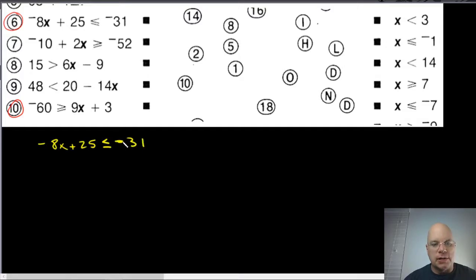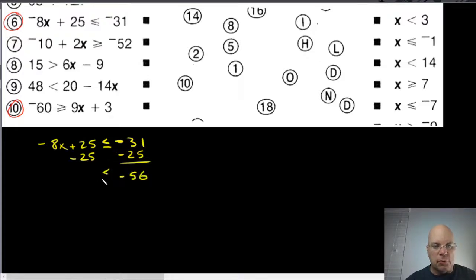Solving an inequality is just like solving an equation, except the only thing you need to remember is when you're applying the property of equality, if you're multiplying or dividing by a negative, then you need to flip the inequality symbol. And we examined why that's true today before the start of class. So I'm going to subtract 25 from both sides of this equation. Negative 31 minus 25, it's like negative 31 plus negative 25, it's negative 56.